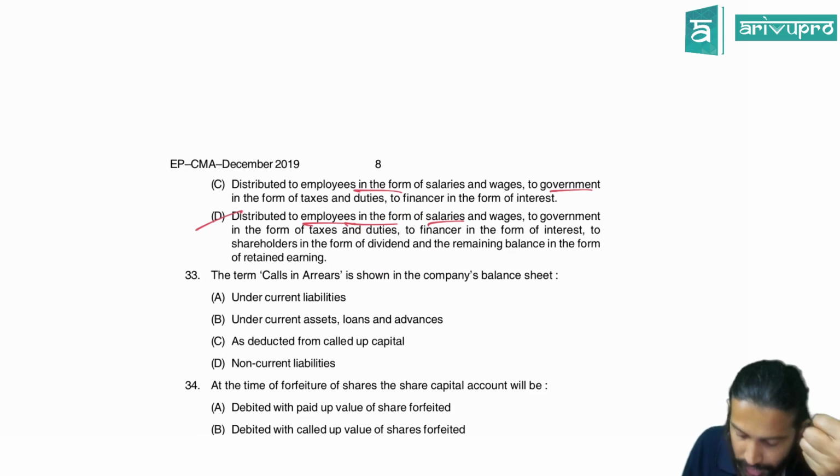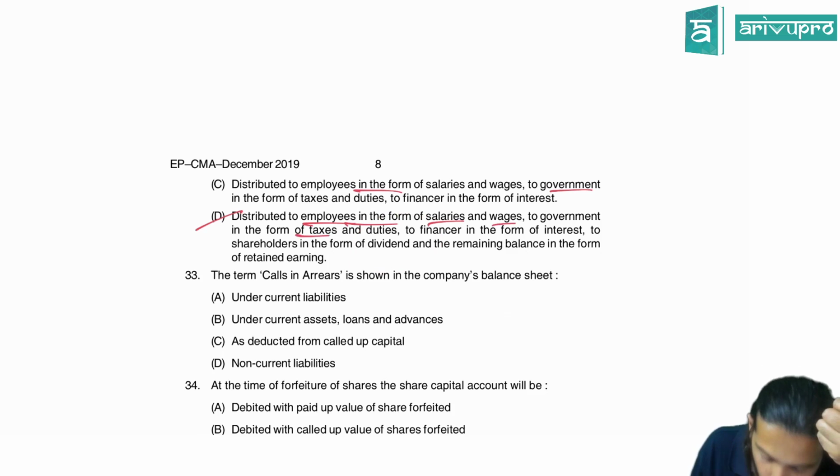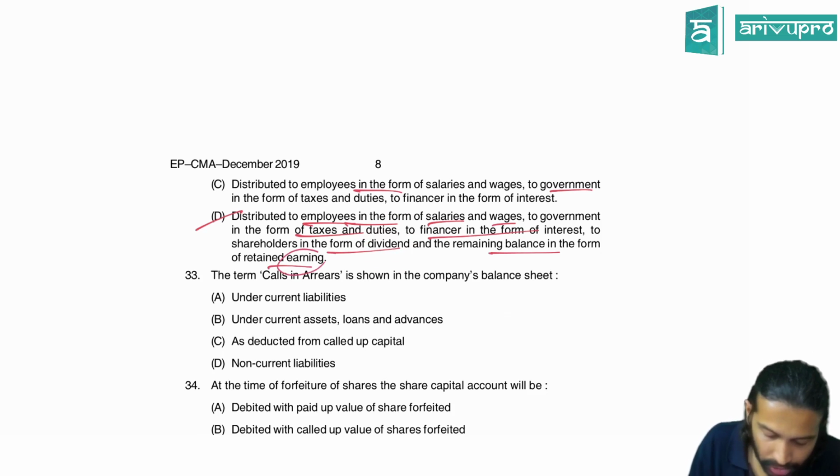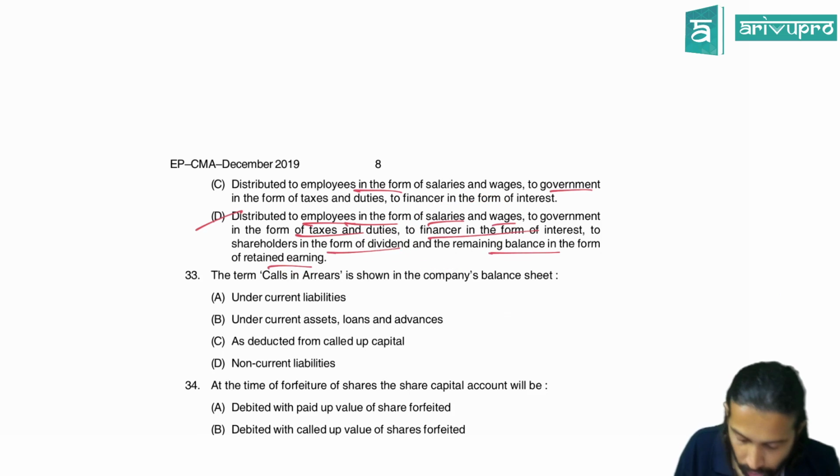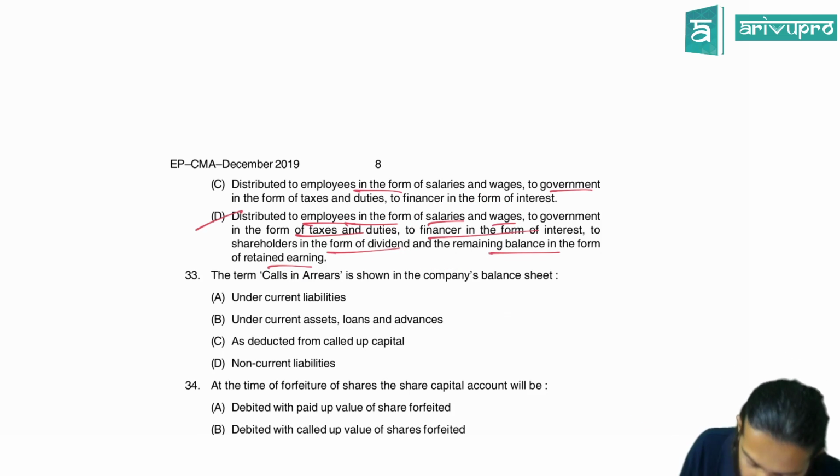Distributed to employees in the form of salaries and wages, to the government in the form of taxes, to financers in the form of interest, to shareholders in the form of dividend, remaining balance in the form of retained earnings. So this much you have to give in value applied. Other options are also there, but other options are limited. Hence, this is more comprehensive and that should be the right answer.